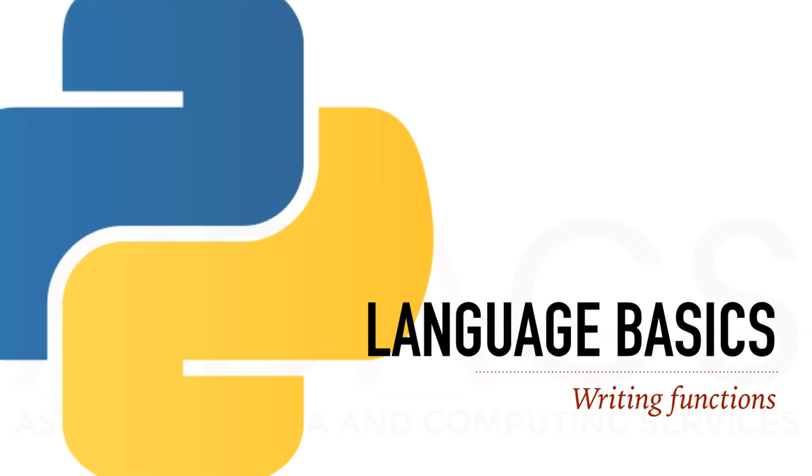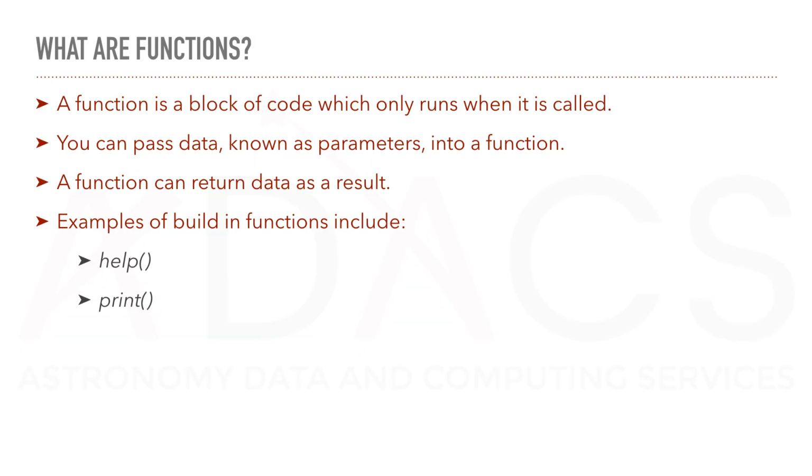Those were the basic ways to interact with data structures and variables. You can use that knowledge now to write your own functions. First of all, a function is a block of code that only runs when it is called. You can pass data and parameters into a function. The function will of course return a result that is specified by you. Inbuilt Python functions, which you may have come across, are the help function and the print function.